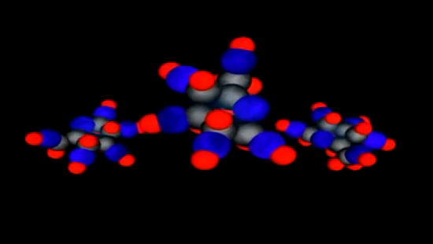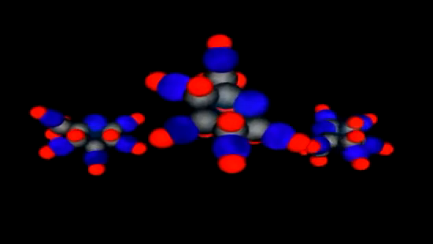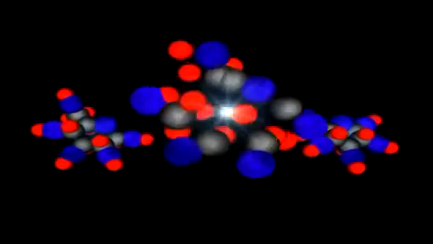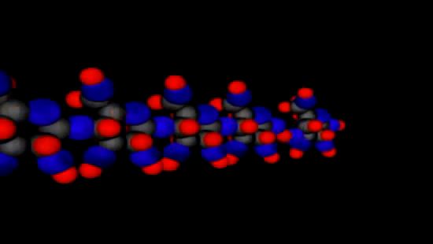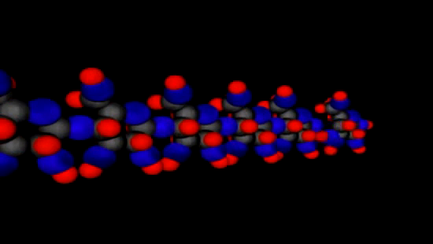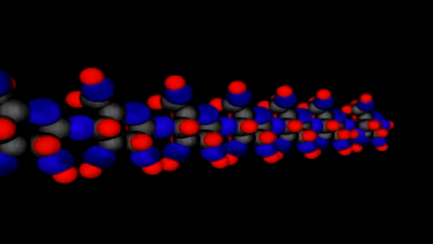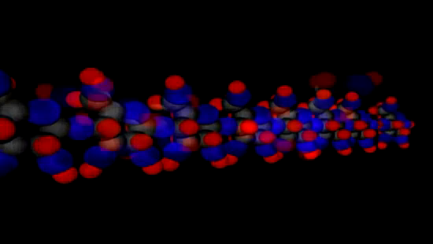Monosaccharides, such as glucose and its relatives, have a short lifespan in the cell. Most are broken down to provide energy or linked together by dehydration reactions to form disaccharides or polysaccharides.